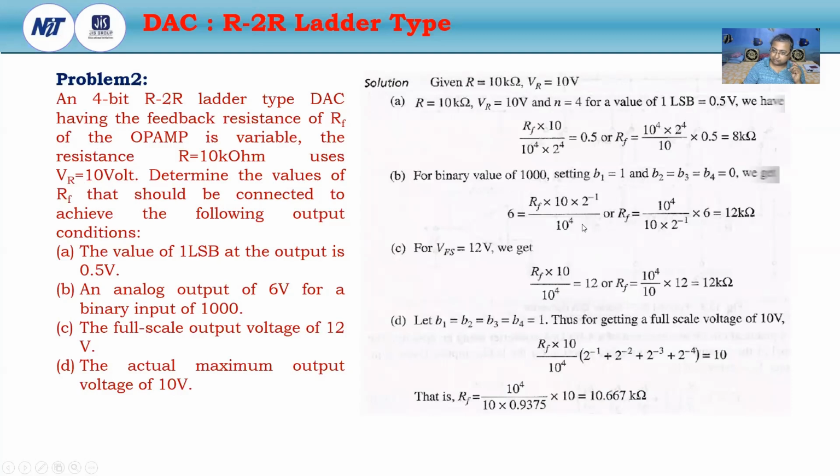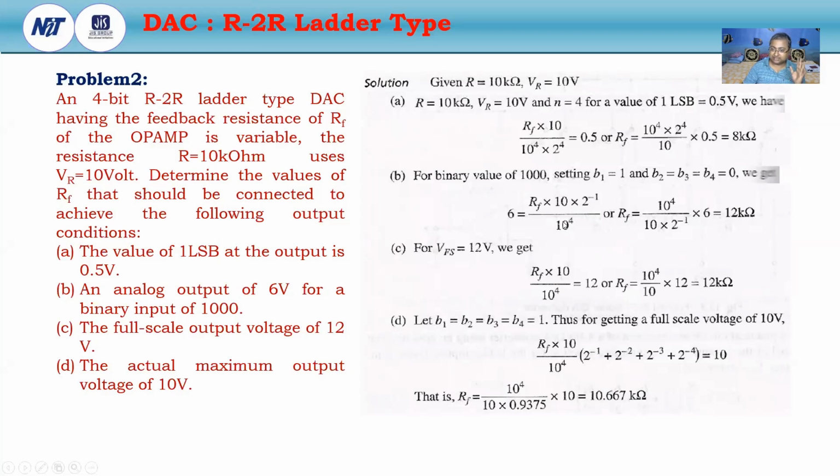That means 1 by 2 to the power of 1, then 1 by 2 to the power of 2, if there is any 1. If this is 3, then 1 by 2 to the power of 3. If this is 1, then 1 by 2 to the power of 4. Take the summation of all of them, then you will get the total value. Here only the 1 is connected, that means the first MSB bit is connected.